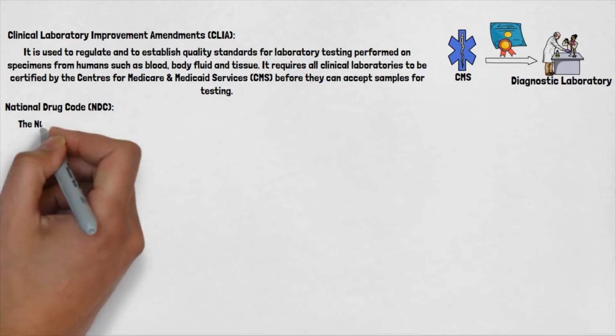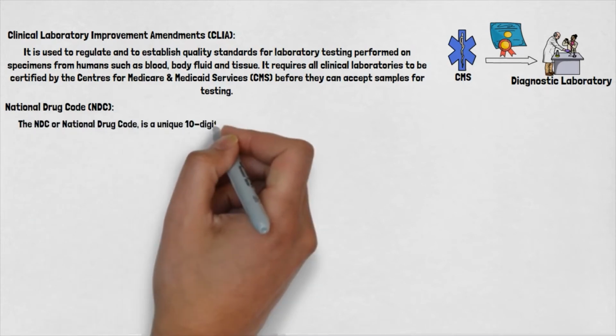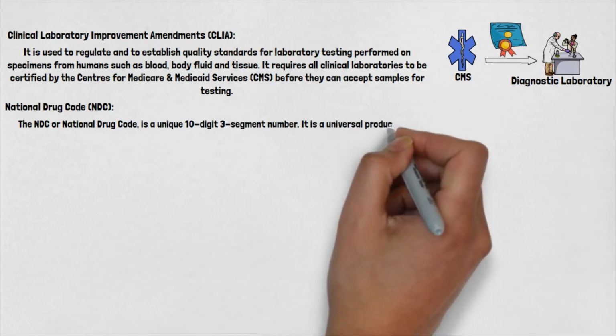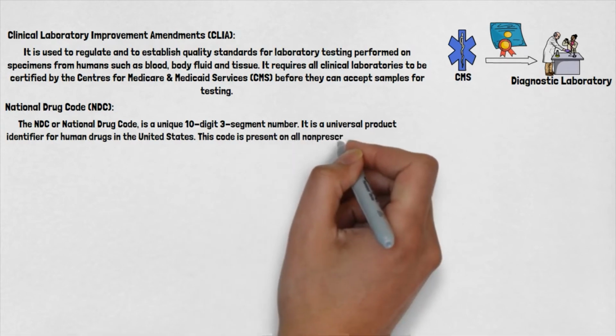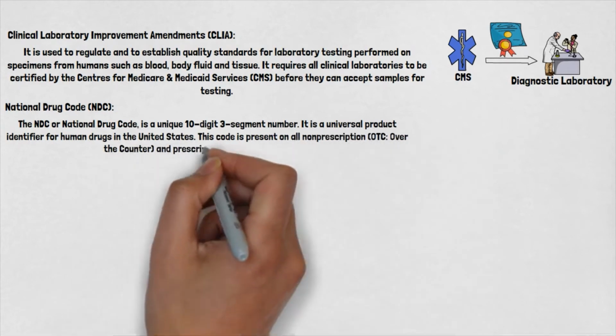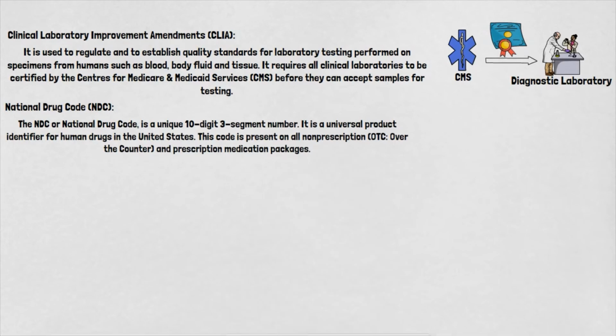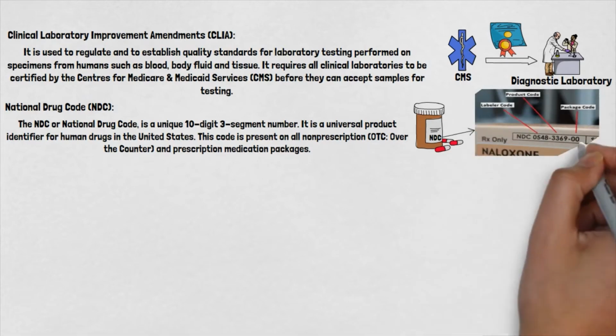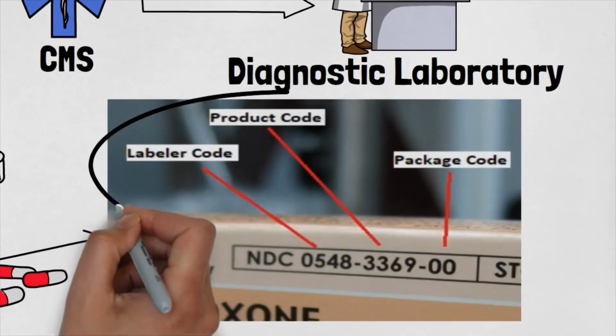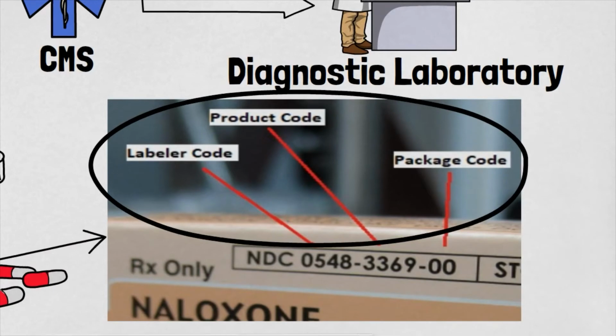Now the next one is National Drug Code, NDC. The NDC or National Drug Code is a unique 10-digit 3-segment number. It is a universal product identifier for human drugs in the United States. This code is present on all non-prescription OTC, which means over-the-counter medication, and prescription medication packages. As you can see from the figure, the first 4 digits indicate the labeler code, the next 4 digits indicate the product code, and the last 2 digits indicate the package code.